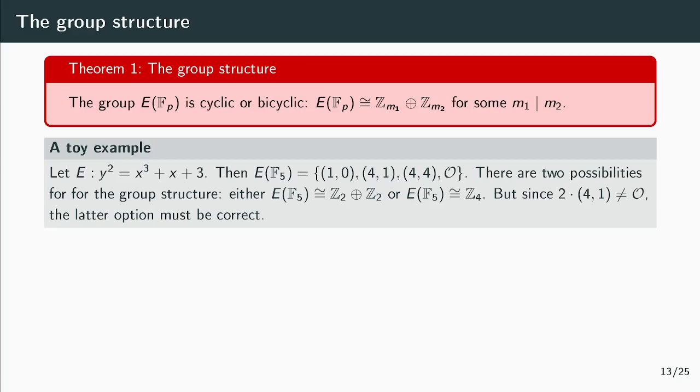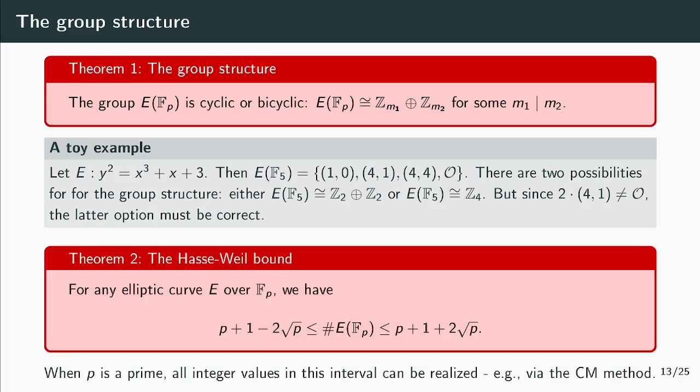You can notice that in this example, the number of points, 4, is quite close to the prime defining the field, 5. Sure, this is a very small example, but it turns out that this is only a very special case of a quite general phenomenon. It is summarized as the following theorem by Hasse and Weil. It says that the number of points of an elliptic curve over Fp is p plus 1 plus or minus some error term, and the error term is bounded by 2 square roots of p.